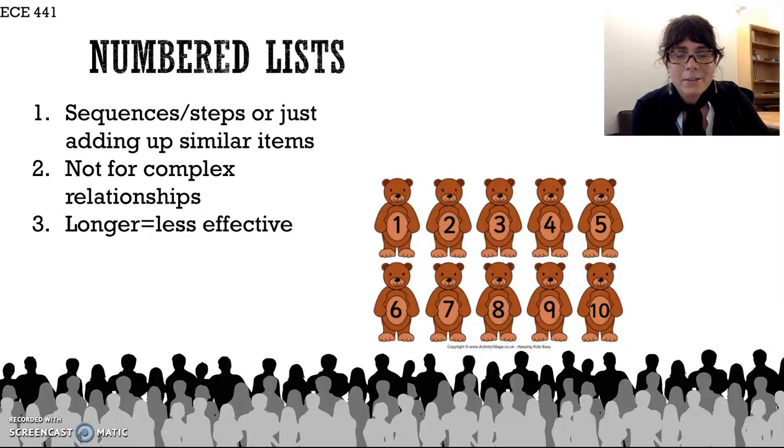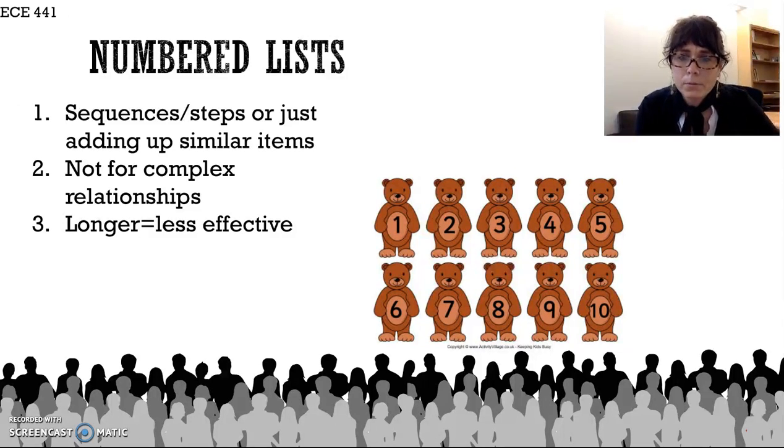Numbered lists. You can see my little bears there. They all have a number on them, but otherwise they're exactly the same. And this is a description of what numbered lists actually do because they don't create any relationship other than a sequence, one coming after another. They might be numbers or steps in a process, or they might just be items in a list that all have equal value. Lists are not for complex relationships, note.